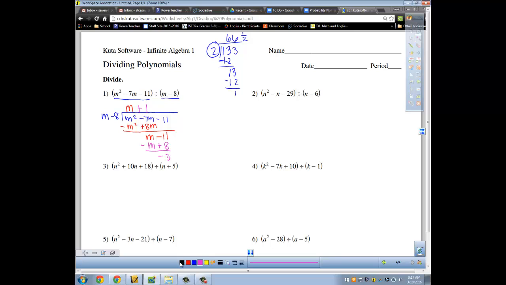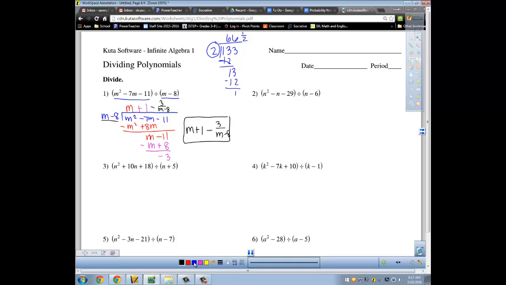I don't have anything else to bring down, so I'm going to bring that minus up. So bring down the negative 3. I'm going to put the minus in front. This m minus 8 is going to become my denominator. So my answer to this is m plus 1 minus 3 over m minus 8.